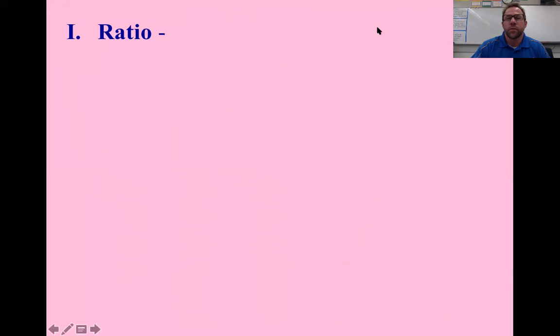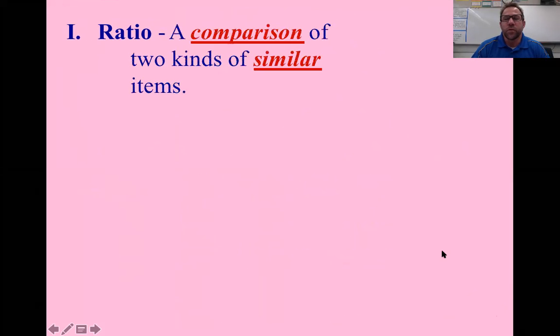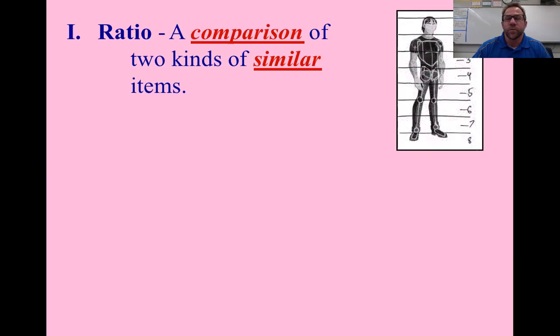All right, so here we go. Definition of a ratio. You have this in your notes. You can just fill in the blanks. A ratio is a comparison of two kinds of similar items. Okay, so I'll give you some examples here, but a comparison of two kinds of similar items, right?